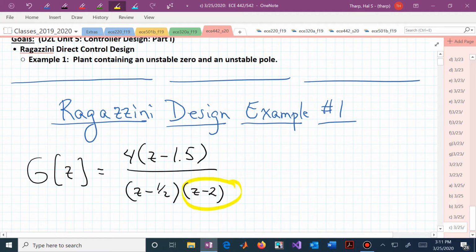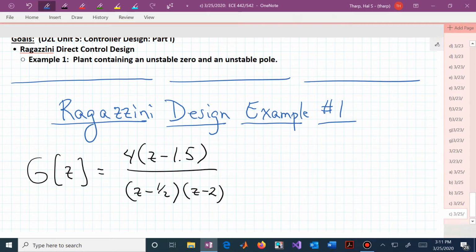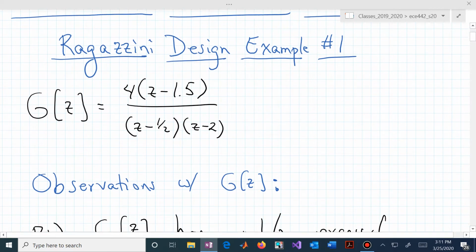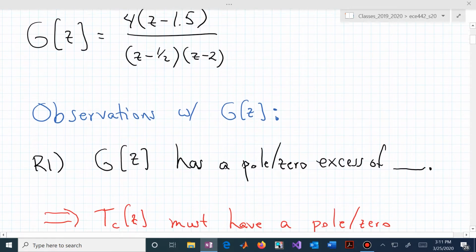that we actually have a pole outside the unit circle at 2, and we also have a zero outside the unit circle at 1.5. How many zeros do we have at infinity? What is our pole-zero excess? We have a pole-zero excess of 1. So that's going to be important also as we work through this Ragazzini approach. Here are the observations then with respect to G of Z.